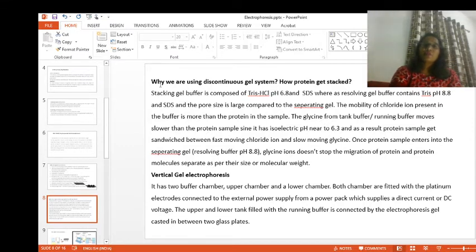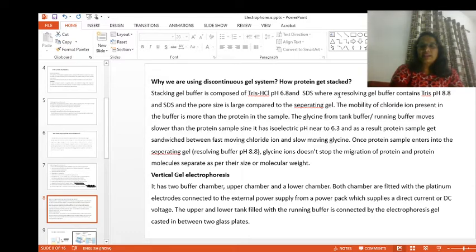So why are we using a discontinuous gel system? We said we are using three types of buffer systems. Why are we using these three buffer systems, and how does our protein get stacked? Because when we add a protein sample in a 1 centimeter length, the top protein and the bottom protein should move in the same way. So we have to stack the protein. For stacking the protein, we use the stacking gel buffer, that is Tris-HCl buffer of pH 6.8.